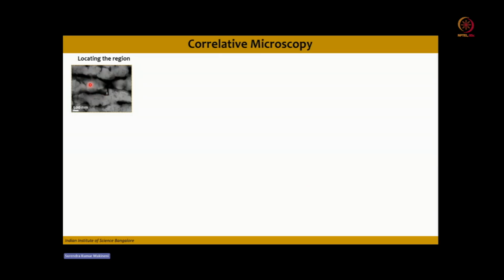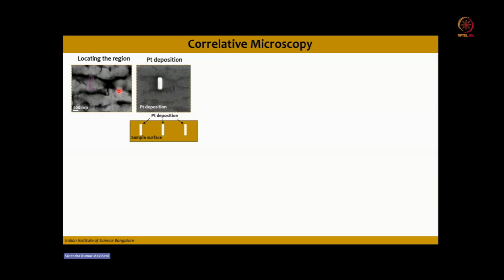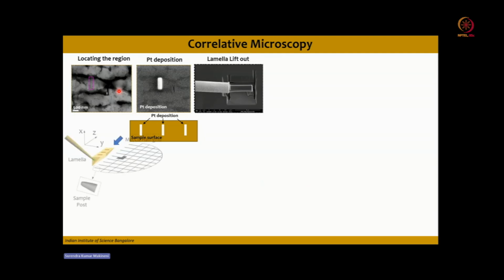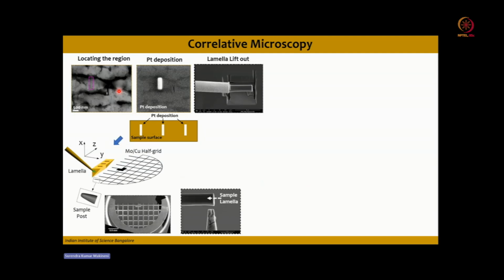But if you identify a sample feature in FIB, you can mark this with platinum. Okay, when you mark this platinum deposition with the sample features, then you can lift out this lamella by using the manipulator, and the platinum deposition by using FIB, and you can paste this lamella on a half cut moly grid.